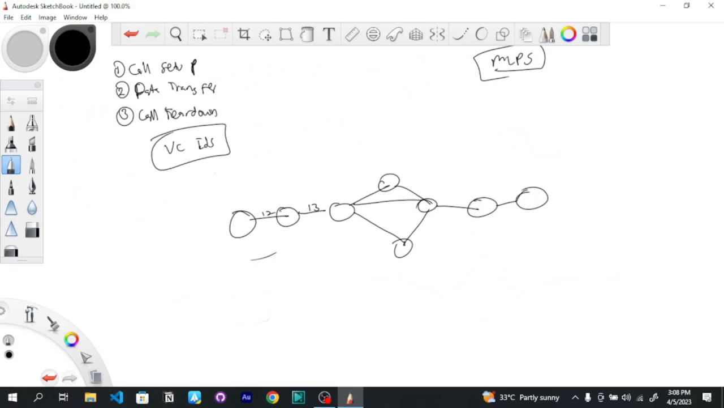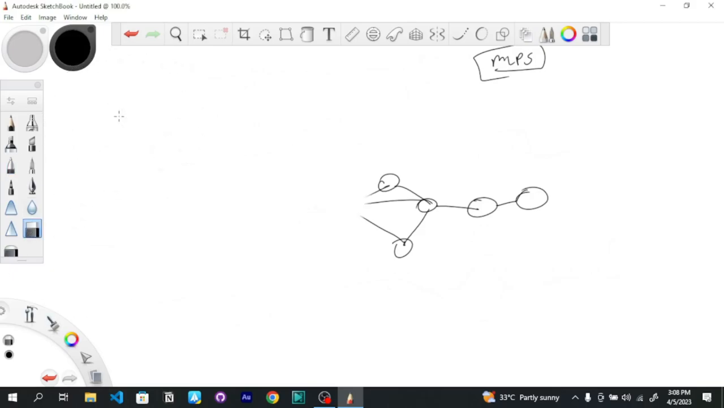That VCs keep state IDs in their routers, and the packets are forwarded based on VC IDs. But in datagram networks, packets are forwarded based on destination address, and no state information is kept. That's the difference between datagram networks and VC networks.